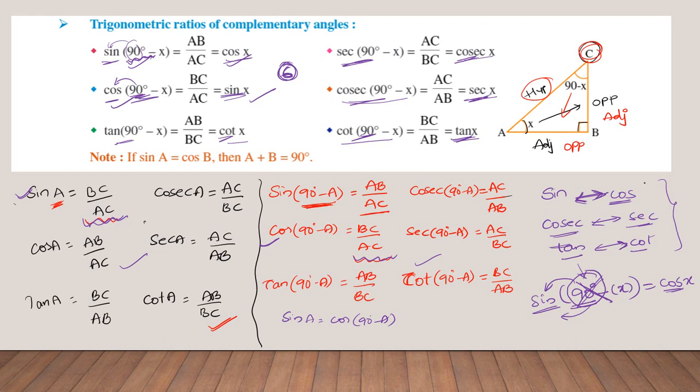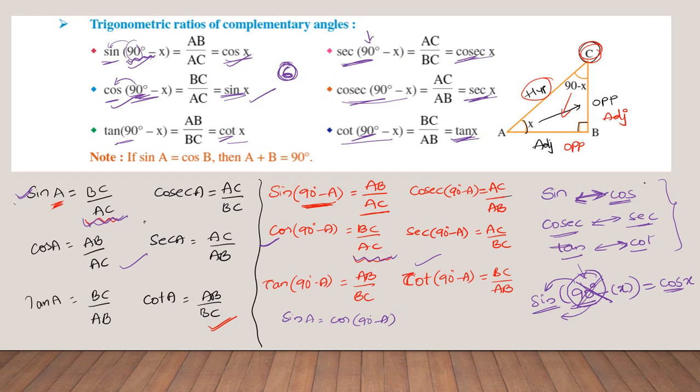Okay. So since this 90 is changing the ratios, you can easily remember that sine will be changed as cos, and cos will be changed as sine. Cosecant will be changed as secant, and secant will be changed as cosecant. Tan will be changed as cot, cot will be changed as tan. So if you can remember these, you can easily solve any problem, right?